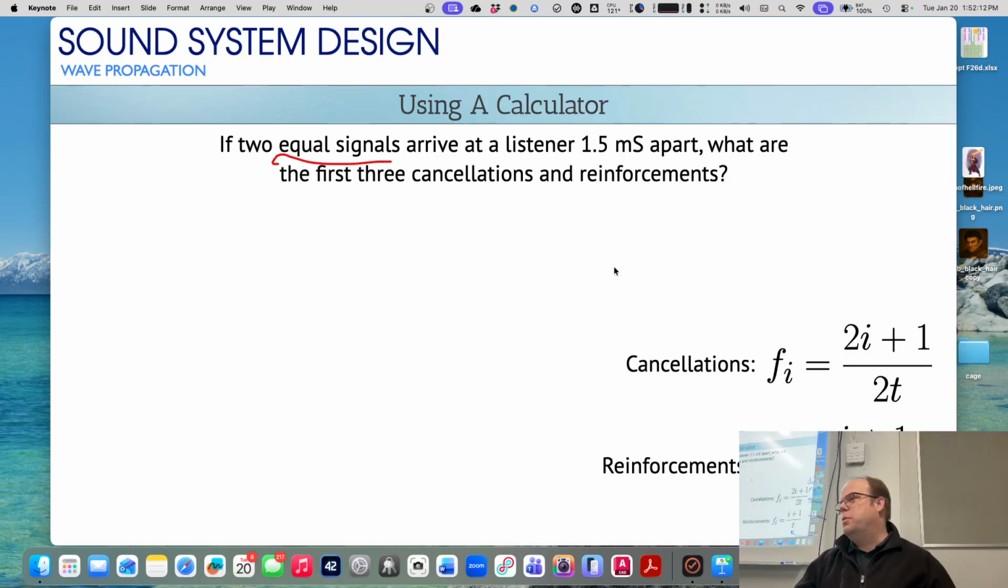And just so that we're not here for the rest of our lives, because you could keep doing this math forever and never run out of answers, I just want to know the first 3 cancellations and reinforcements. So the first thing is I want to figure out what is T. T is going to equal the time in seconds. So what is 1.5 milliseconds in seconds?